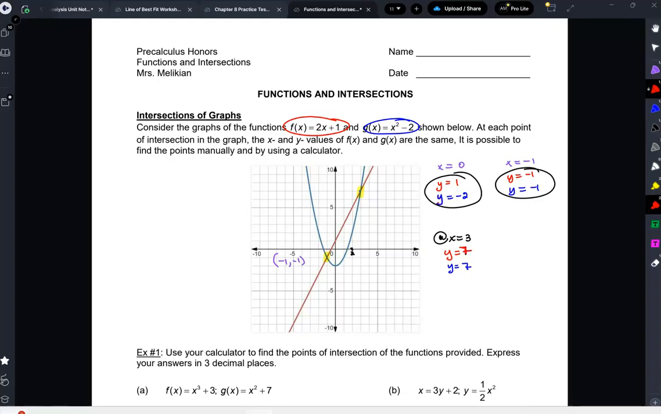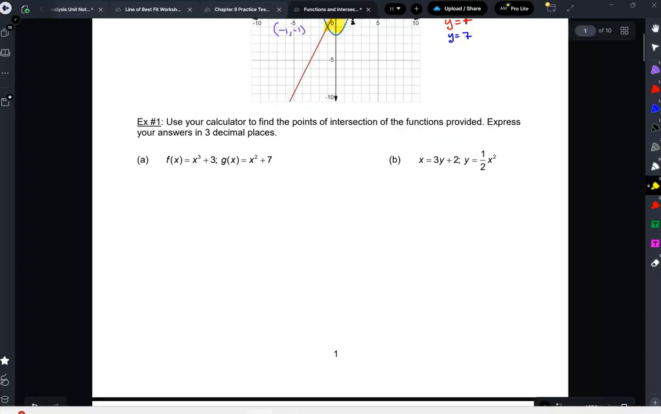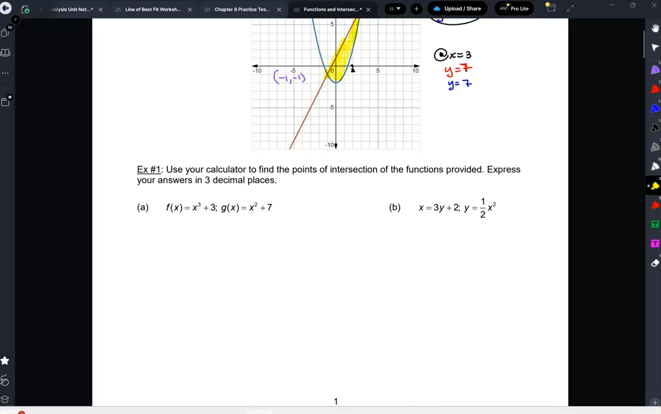So often in calculus, for example, what we need is to find the area of this region in between two graphs. And in order to do that, we need to figure out what are the points of intersection. So one way to find the points of intersection is to solve the equation f of x is equal to g of x.